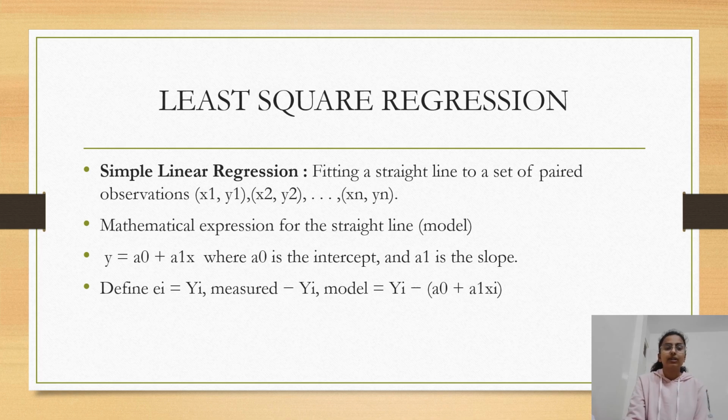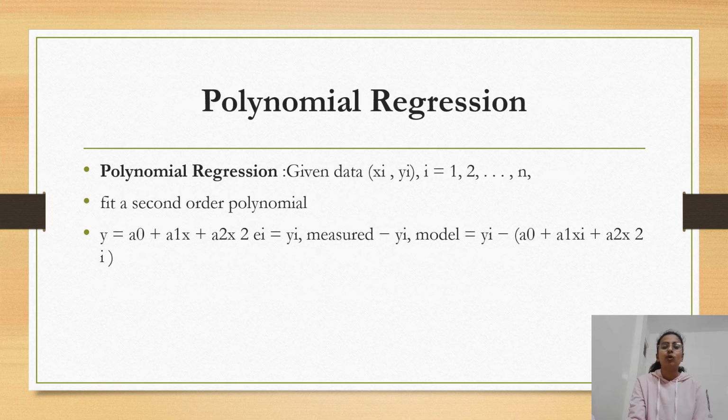First one is simple linear regression, fitting a straight line to a set of paired observations, with the mathematical expression for the straight line model y equals a0 plus a1x, where a0 is the intercept and a1 is the slope. Define the error ei equals yi measured minus yi model, equals yi minus a0 minus a1xi. Next one is polynomial regression.